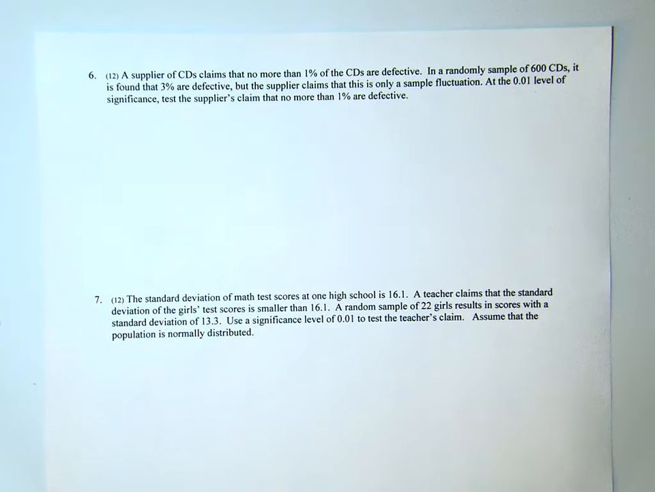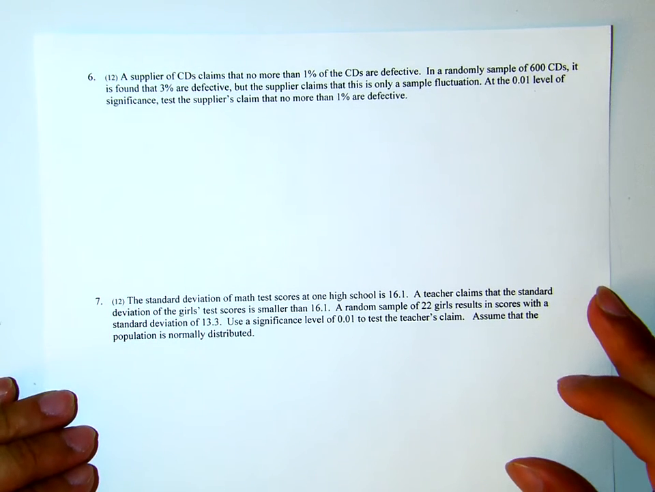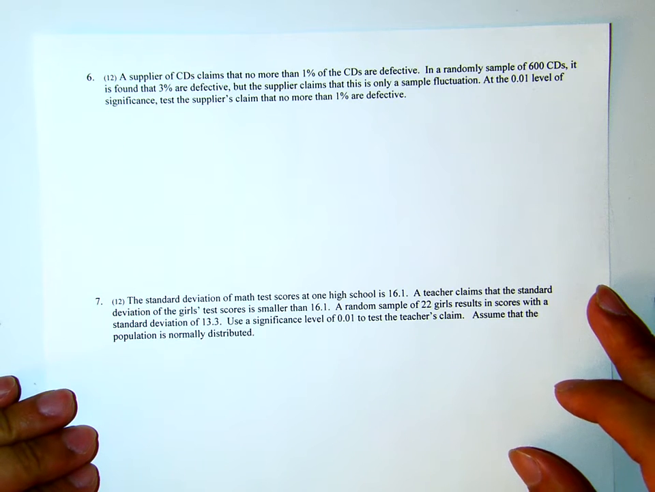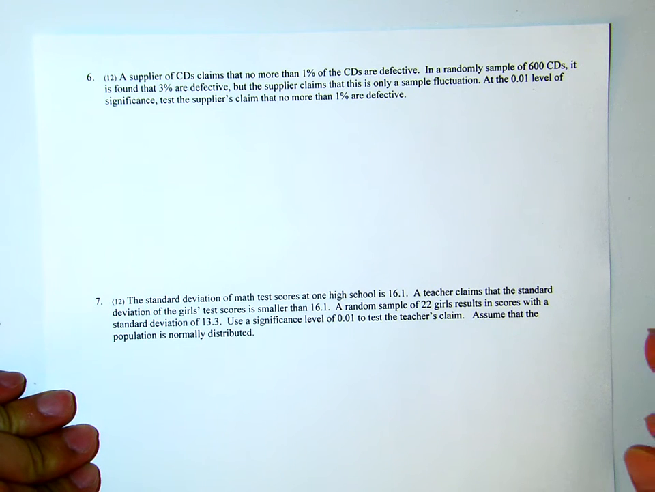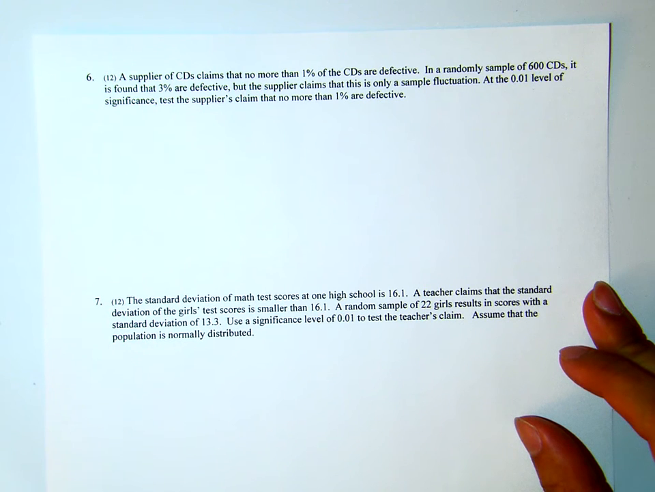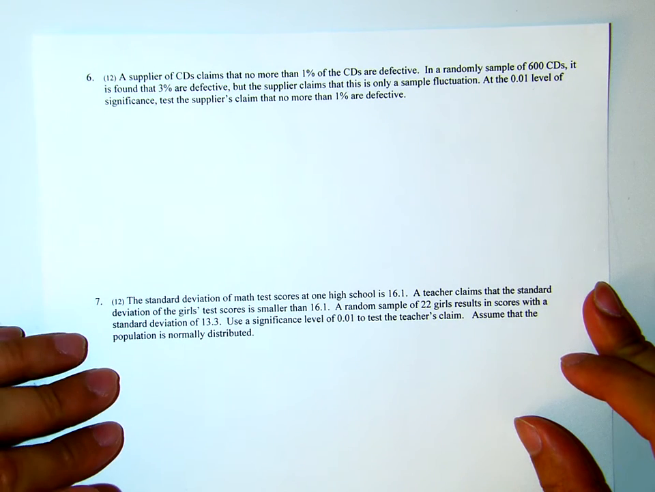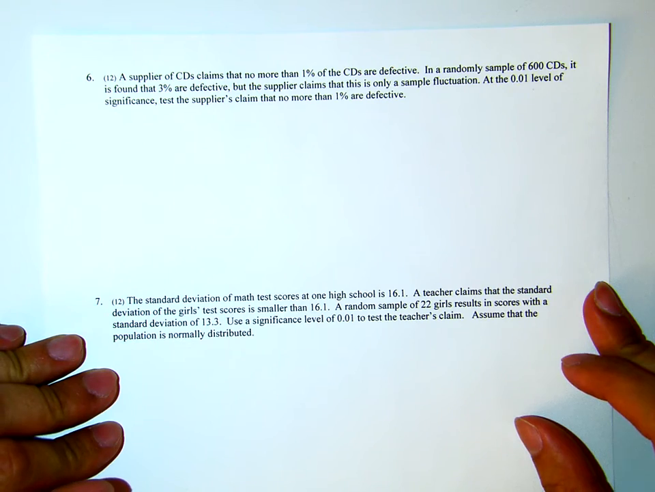The following is Melanie's 2011 Math 227 test 3, number 6. A supplier of CDs claimed that no more than 1% of the CDs are defective. In a randomly sampled 600 CDs, it is found that 3% are defective, but the supplier claims that this is only a sample fluctuation. At the 1% level of significance, test the supplier's claim that no more than 1% are defective.